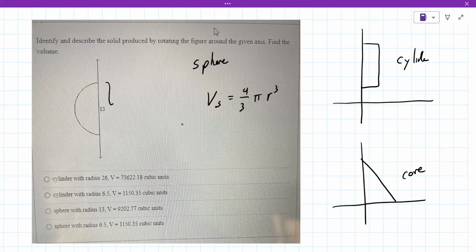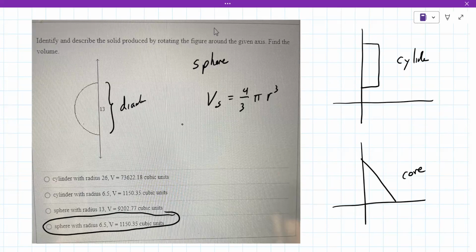The 13, I believe, is supposed to indicate the diameter. And so if you start looking at the answers, it's cylinder width, sphere width, sphere width. This is the only one that has the right radius, which means you don't even have to calculate it. That must be the answer. If you want to, you should get the same result as this right here. Yeah, I got the same thing.